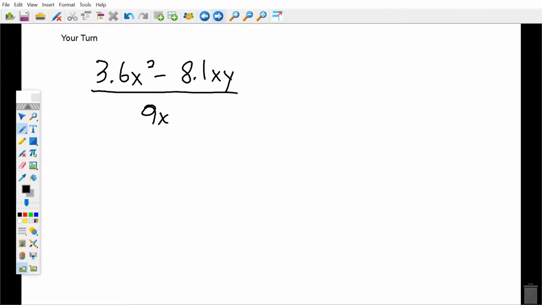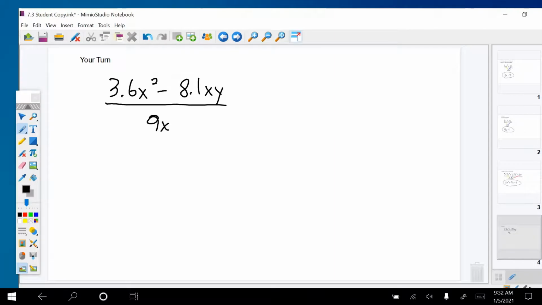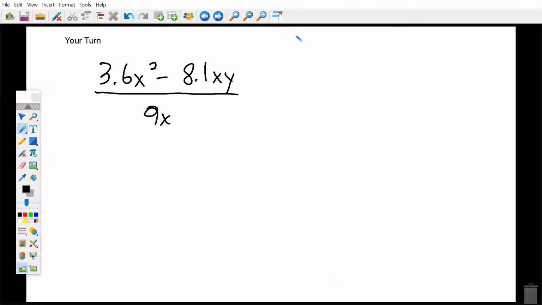Now let's give you a chance to work with decimals. Please pause now and give this a try. The answer is, we're dividing both ways.